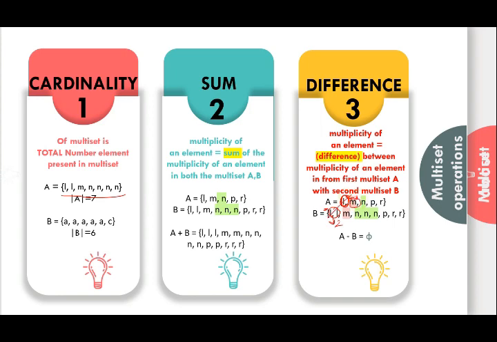M appears here 1 time, and here M appears 1 time. This will get cancelled in our result. A minus B. Okay. Now L is cancelled. M is cancelled. N minus N. Now here for N, we have to consider only 1 repetition. We cannot consider this. So this will cancel out our N. Again, P will get cancelled and R will get cancelled. So we will be remaining with the empty set, meaning the null set.